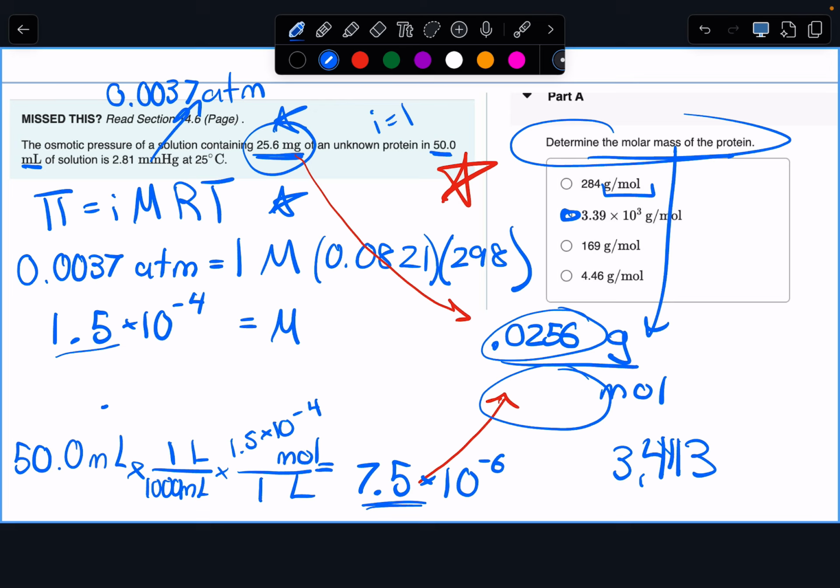So again, don't let the multi-part questions freak you out. Let them be a guide of like, this is the hardest you would see. If you can feel comfortable with this, certainly you can do a plain osmotic pressure calculation, right?